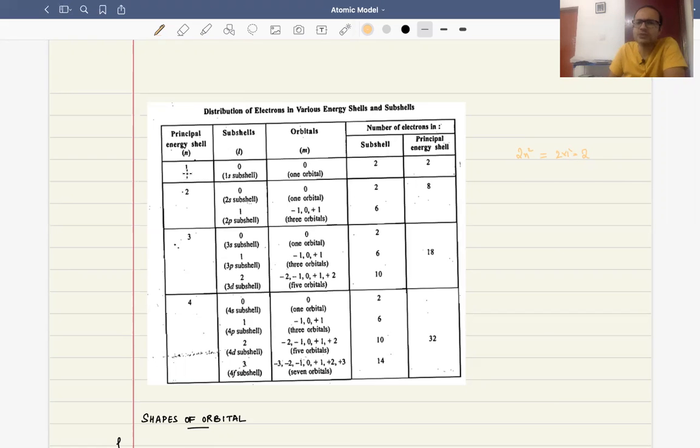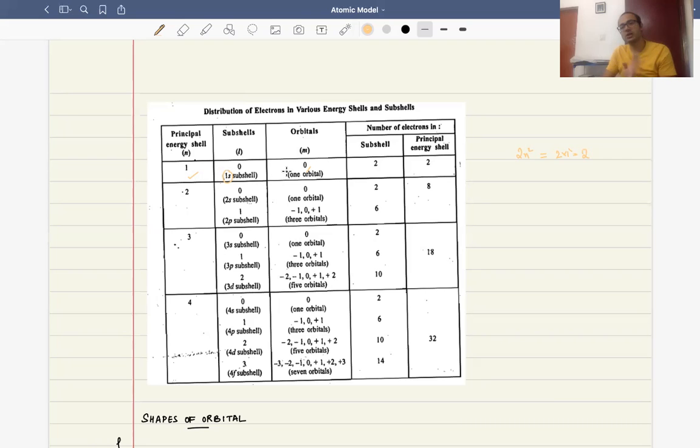When the n value is 1, there is only one possible L value, and that is 0. So you can write that subshell as 1s, because L value 0 means s orbital. The magnetic quantum number possible for it is only 0. Only one value is possible. So how many orbitals are present in the principal quantum number 1? Only one orbital is present, and that is 1s.